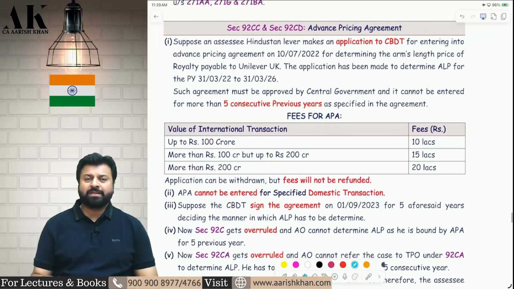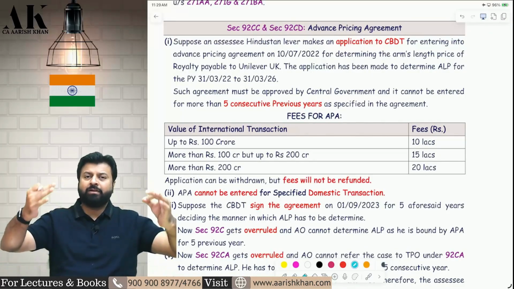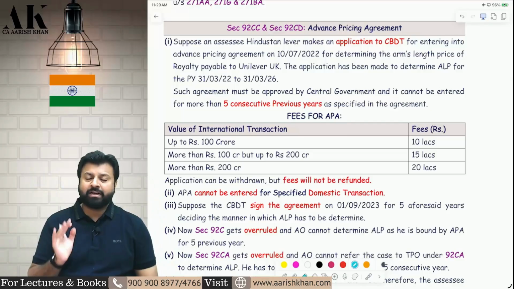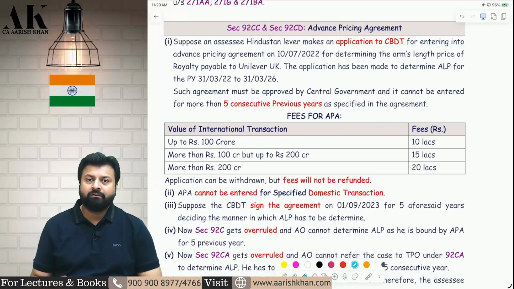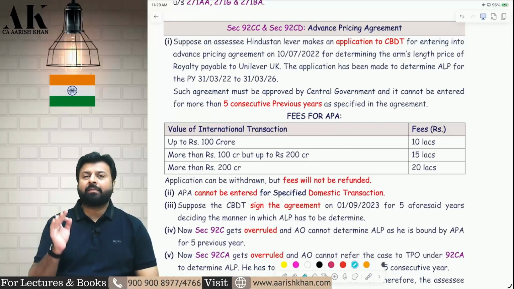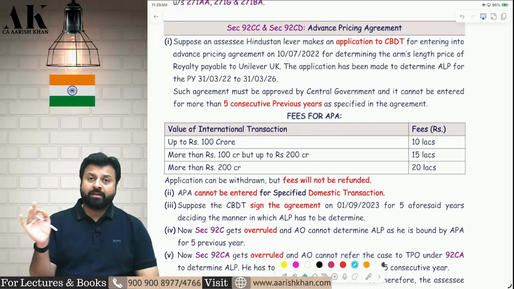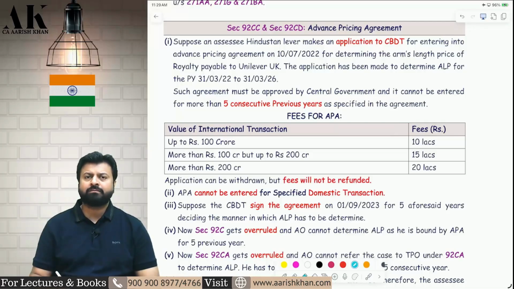Sir, what is an advanced pricing agreement? An advanced pricing agreement is an agreement where I enter into an agreement with CBDT with the approval of the central government, where CBDT will determine my arm's length price, which will give me certainty. Once CBDT determines my arm's length price, nobody will raise a question. AO cannot raise a question, TPO cannot raise a question, CIT cannot raise a question. AO cannot determine the arm's length price under 92C. TPO cannot determine the arm's length price under 92CA. CIT cannot revise my order in future. AO cannot reopen my 147 in future.